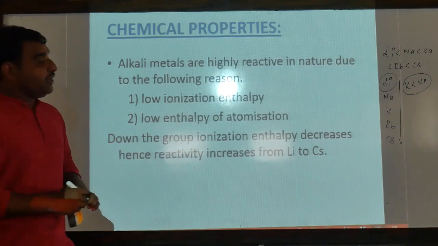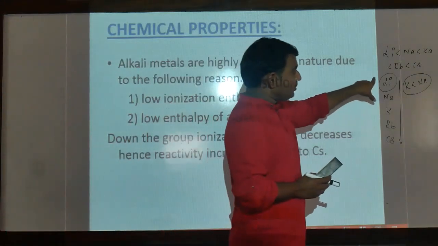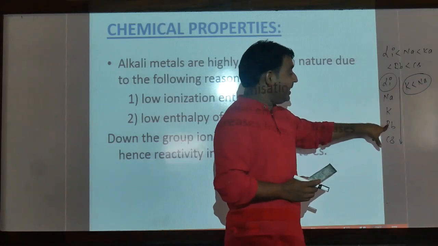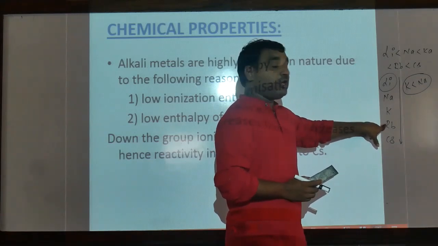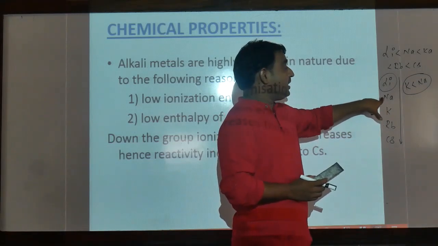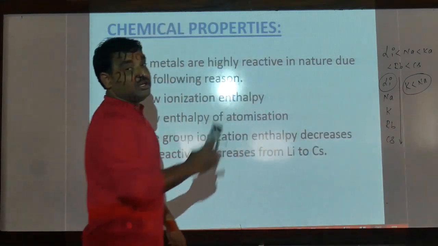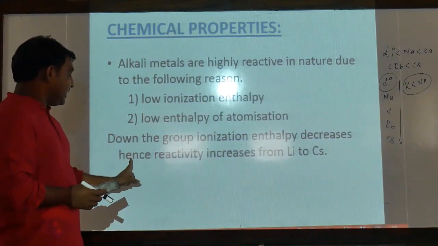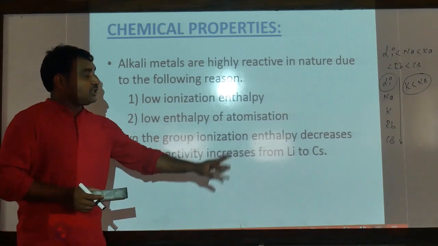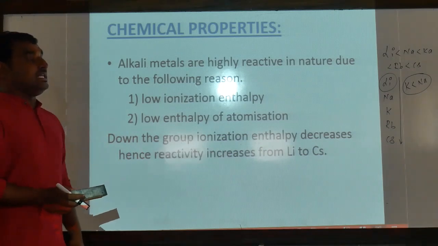So the reactive nature increases from lithium to cesium. That means cesium is more reactive than rubidium. Rubidium is more reactive than potassium. Potassium is more reactive than sodium and lithium respectively. So we write here: reactive nature increases from lithium to cesium.